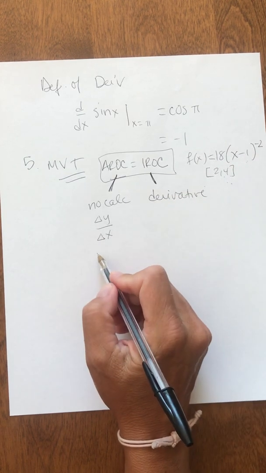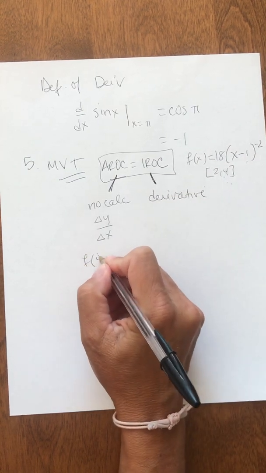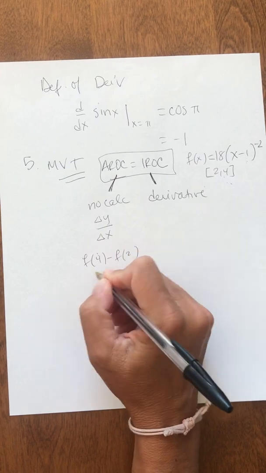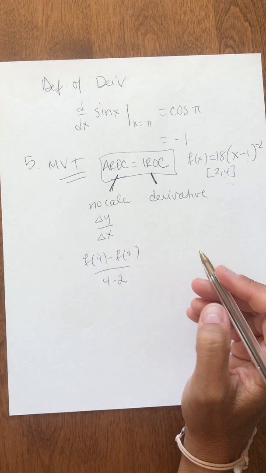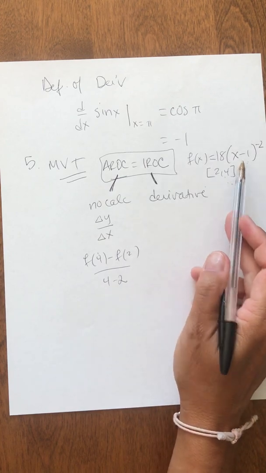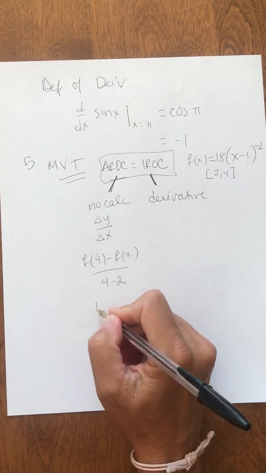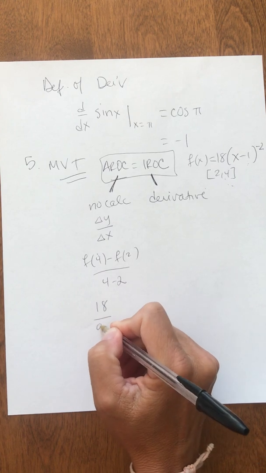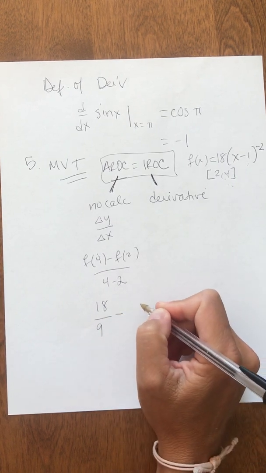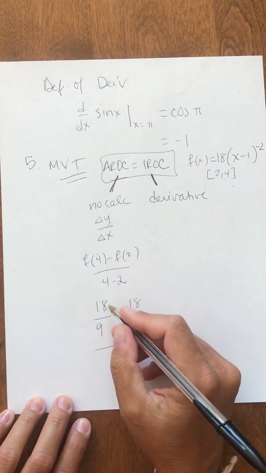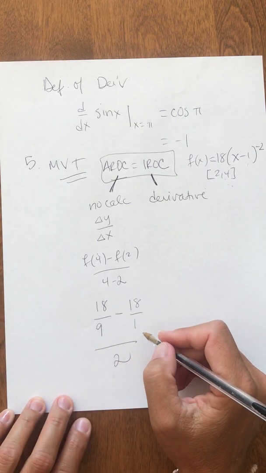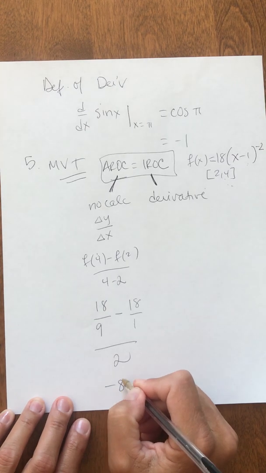So to find my average rate of change, I'm going to do f of 4 minus f of 2 over 4 minus 2. So this is going to just be f of 4, which is 18 over 9, minus f of 2, which is 18 over 1, all over 2. 2 minus 18, negative 16 halves is negative 8.